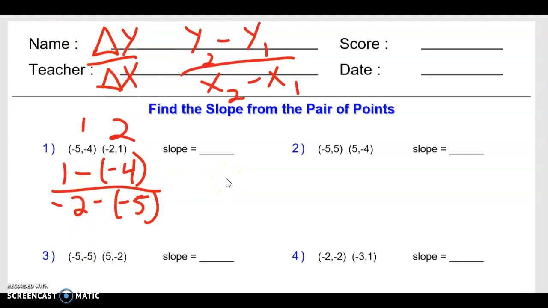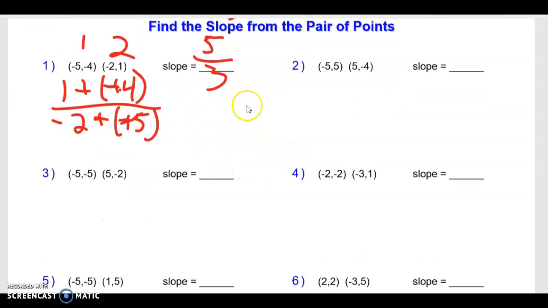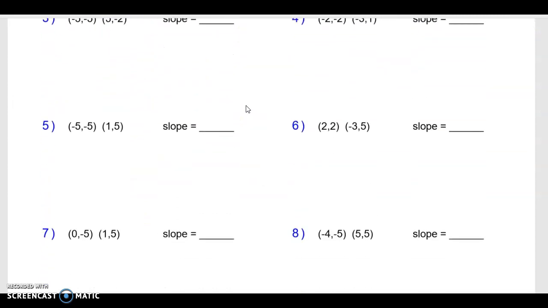So now we're going to do the math. When you subtract a negative number, we slash and dash, so it's actually adding. So we have 1 plus 4, which is 5, and then negative 2 plus 5, which is 3. So our slope in this case is 5/3. Now let's look at the next problem.